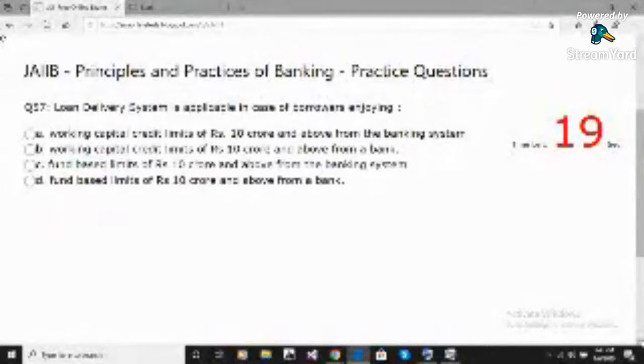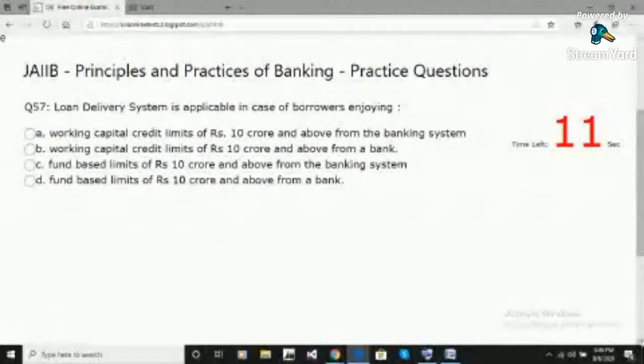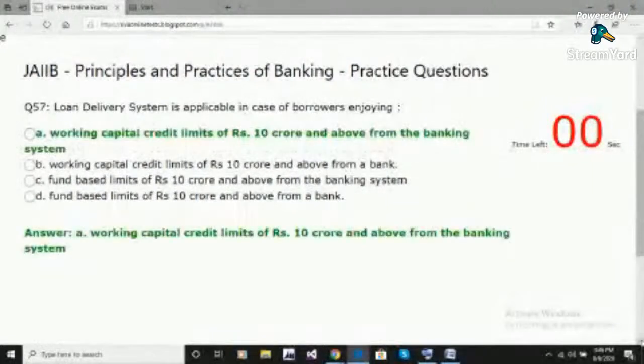Question 57. Loan delivery system is applicable in case of borrowers enjoying. Option A. Working capital credit limits of 10 rupees crore and above from the banking system. Option B. Working capital credit limits of 10 rupees crore and above from a bank. Option C. Fund-based limits of 10 rupees crore and above from the banking system. Option D. Fund-based limits of 10 rupees crore and above from a bank. Answer A. Working capital credit limits of 10 rupees crore and above from the banking system.